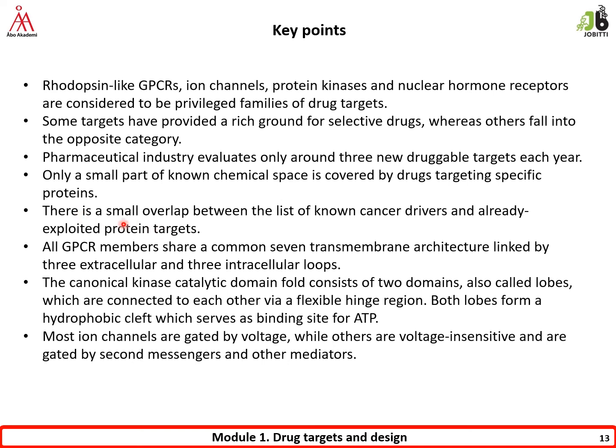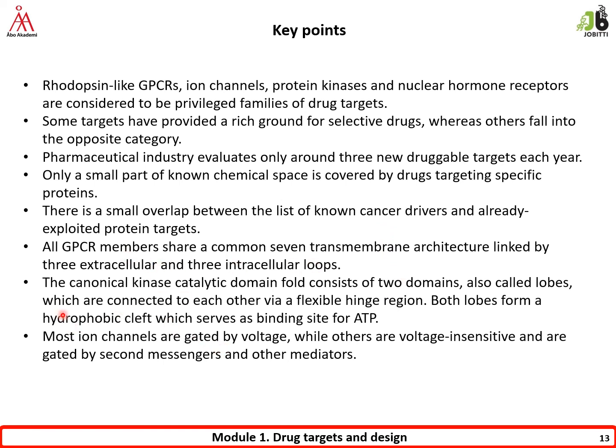There are predominant groups of diseases which are covered by most of the available drugs. Among them are cardiovascular diseases, systemic infections, nervous system disorders, immune and neoplastic related disorders, and alimentary and metabolism disorders. All GPCR members share a common 7-transmembrane helical architecture linked by 3 extracellular and 3 intracellular loops.